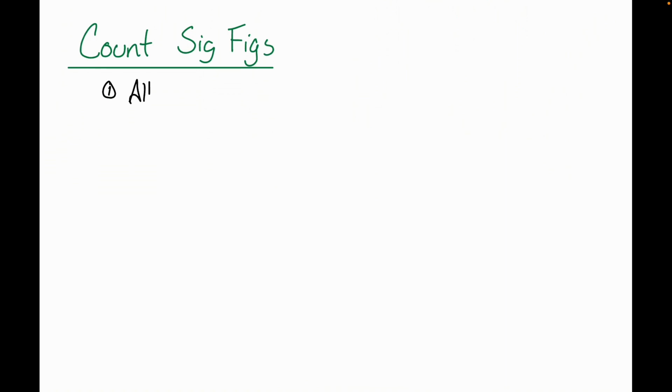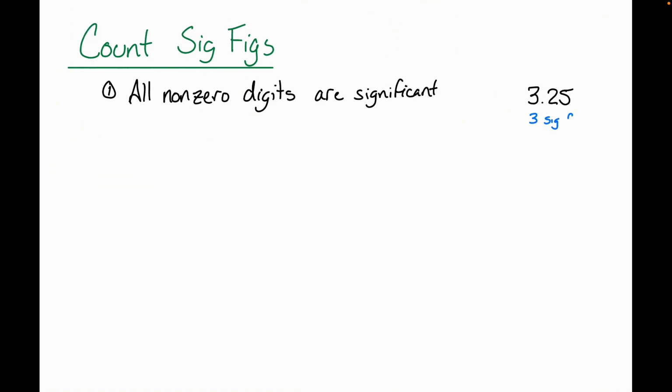Number 1, all non-zero digits are significant. Okay, so for example, a number like 3.25, every digit in that number is a non-zero. So every single one of those digits would count as a sig fig. So this number right here has 3 sig figs. Again, that's the name of the game here. We're counting the number of sig figs we see in a given number. 3.25, all non-zeros, they're all significant.